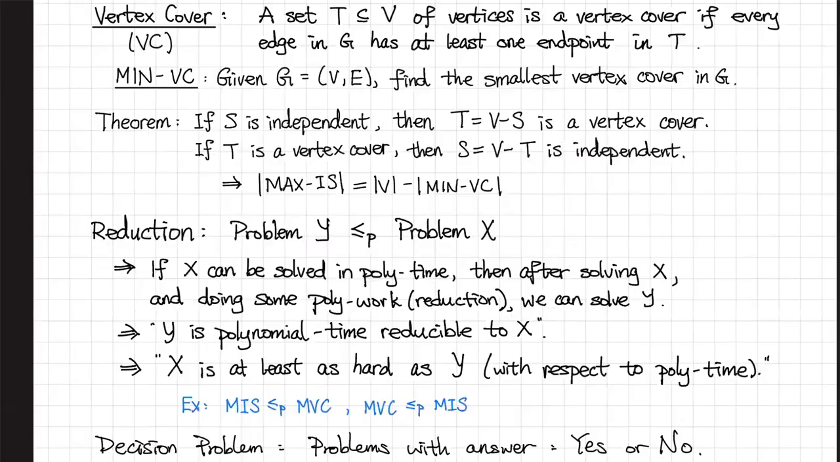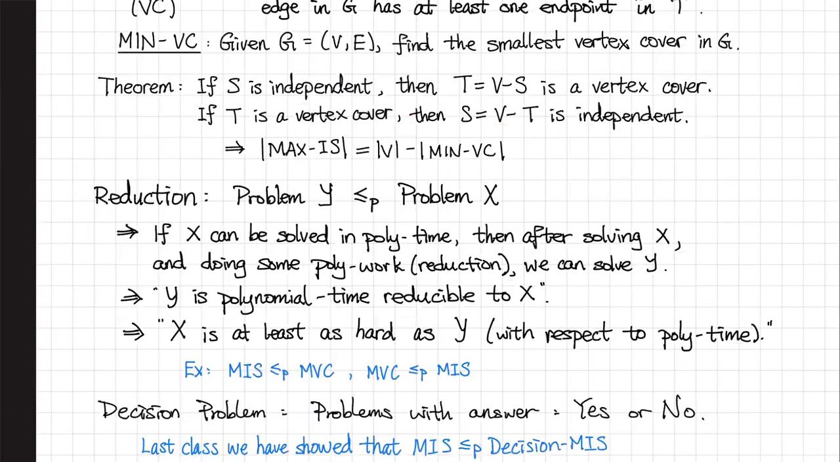In last class, we showed that the independent set and the vertex cover are complements of each other. So if we find the maximum independent set, then taking the complement, we can find the minimum vertex cover, right? Then we saw how the reduction works.